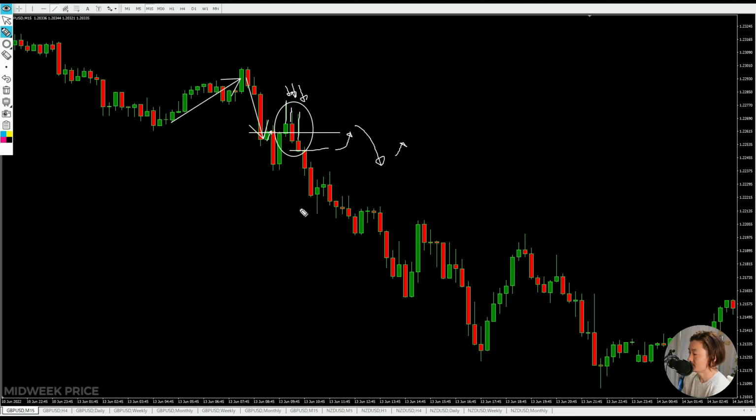Now, at this point, I was still planning to take a long entry at lower levels. However, as you can see, every time price tried to push up, there were consecutive rejection candles that were not allowing the price to go up. That's in these areas also. And even on the lower time frames, like on the 5-minute or 1-minute chart, there were consecutive rejection candles to the downside. And so I still did not take that long entry.